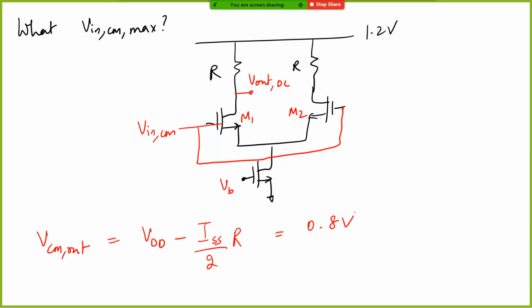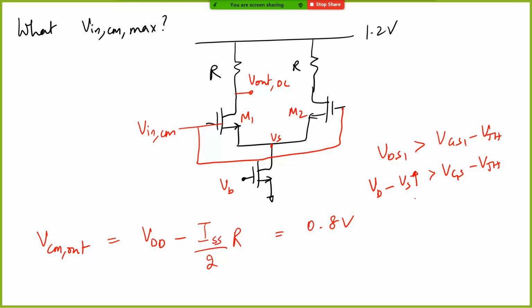Now what is happening if your input common mode keeps increasing? Your VDS should always be greater than VGS minus VTH for this transistor M1 and M2. Your drain voltage is fixed, but if you keep increasing, your VDS is reducing. Let's assume that channel length modulation and all is not there. So then what happens? V out DC is fixed, VD is fixed, but this VS point, VS is increasing, and VG is also increasing, and therefore VGS is constant, VGS minus VTH.